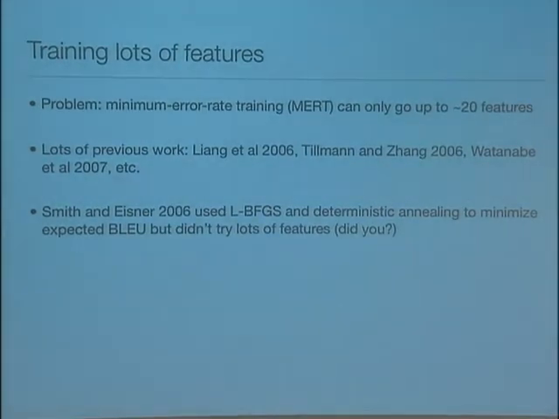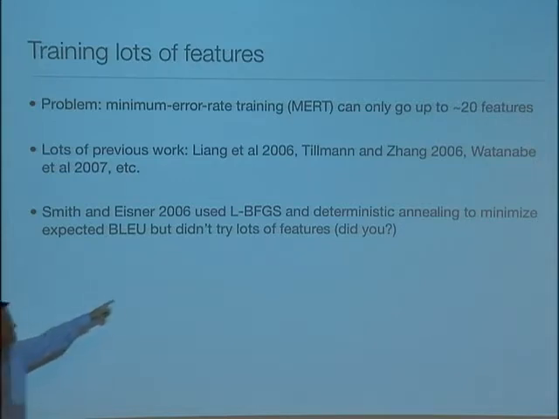And there's been a lot of work in the literature on trying to replace MERT with some kind of better learning method. So these are a few of the more well-known papers. I should have added Jaffe's AMTA paper. So Percy Liang applied perceptron to the problem. Tillman and Zhang used stochastic gradient descent. And Watanabe et al. 2007 used an online algorithm called MIRA. There's also this very interesting paper by David Smith and Jason Eisner at ACL 2006 using LBFGS and deterministic annealing. And their objective function was an expected BLEU score. And it seems like this method should work pretty well on lots of features.